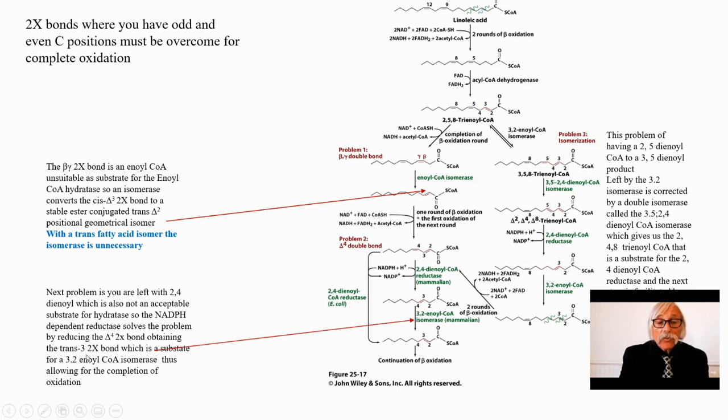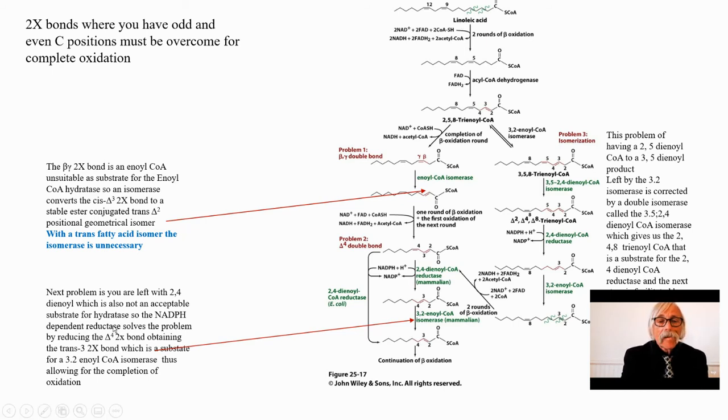And it obtains a trans 3 double bond. Okay, and that's right there. That's what you're going to end up with. So you have now this NADPH dependent reductase. So you had this isomerase, and now you have this reductase to be able to process polyunsaturated fatty acids.